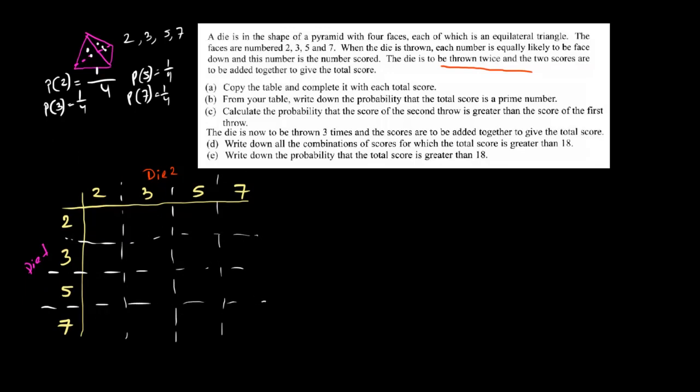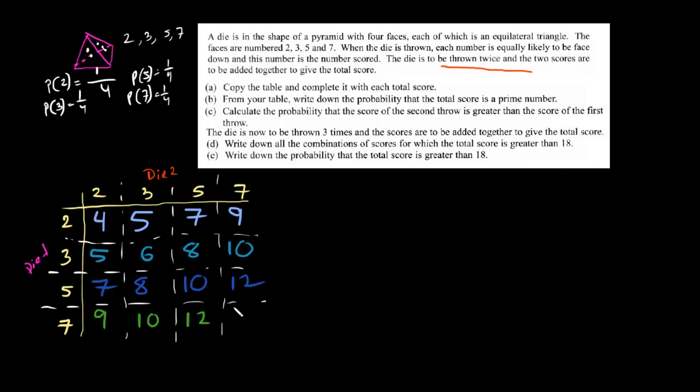So we have to write down the total. So the total is going to be, this is going to be 4, this is going to be 5, this is going to be 7, this is going to be 9. Then the next row is going to be 5, 6, 8, and this is going to be 10. Then the next row is going to be 7, 8, 5 plus 5 is 10, and this is going to be 12. And then it is going to be 9, 10, 12, 14. These are the totals of the 2 dice. So this is question number A.